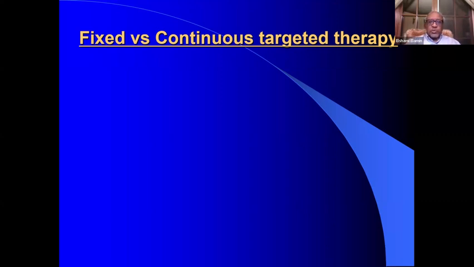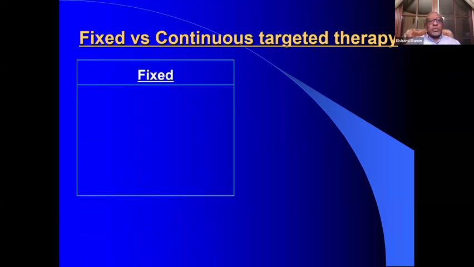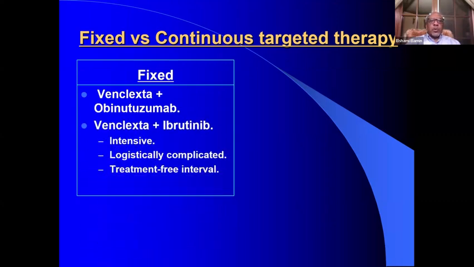So which one is preferred? Let's compare them. The fixed regimens are venetoclax or Venclexta with obinutuzumab or Gazyva, or fixed Venclexta and ibrutinib for 24 months. The first one is for 12 months. It's more intensive therapy, logistically complicated, and the benefit is a treatment-free interval. So it's 12 or 24 months. That's an issue for some patients.